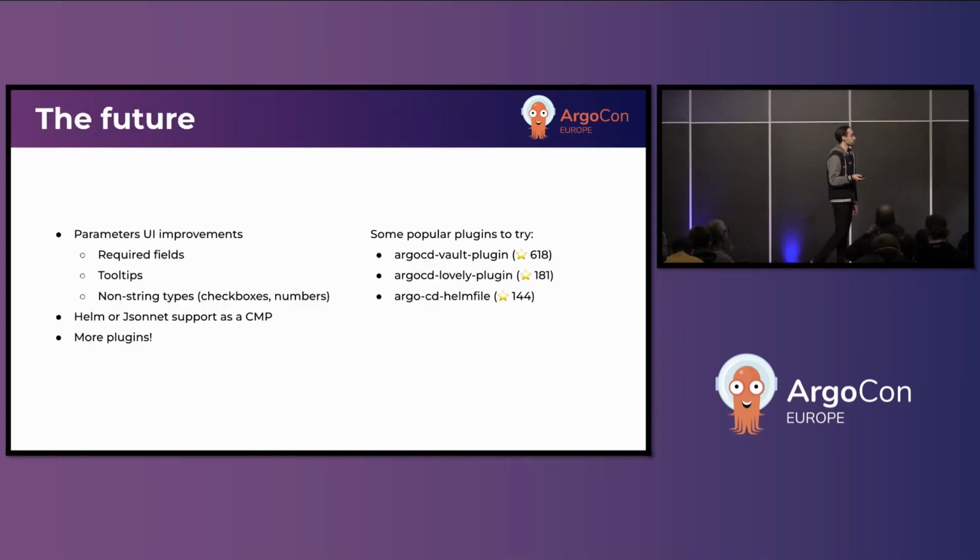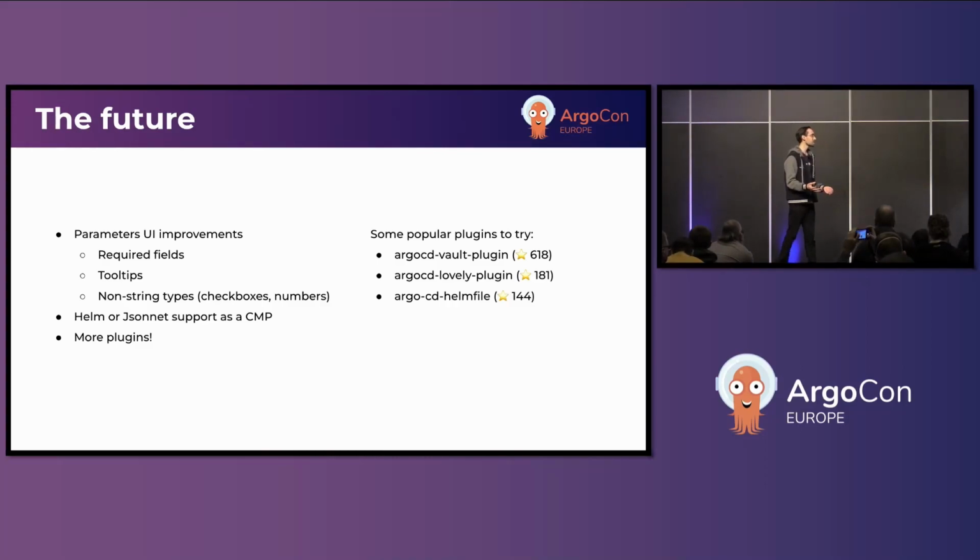And to wrap it up, for the future of config management plugins, I envision a few things changing. The UI is already really, really good. I want to add support for things like required fields or checkboxes and number fields to make it even more intuitive for the users. I'd really love, like I say, to have Helm or JSON support as a CMP. I think that plugins are going to be the future of how Argo CD generates manifests, because they do bring so many advantages.